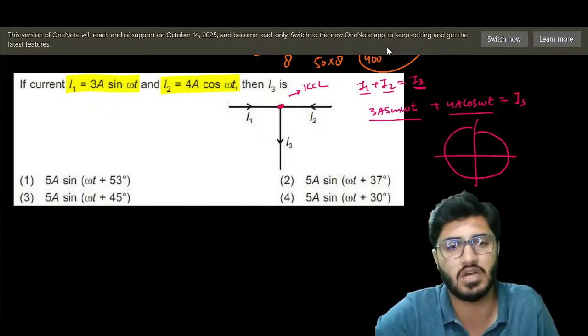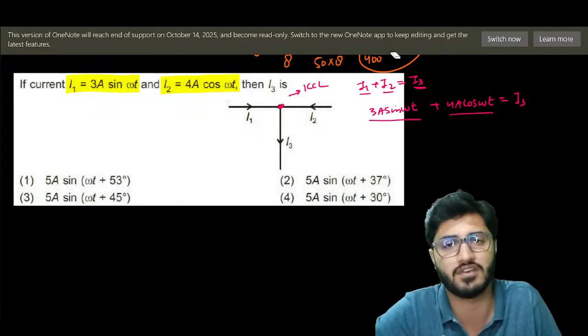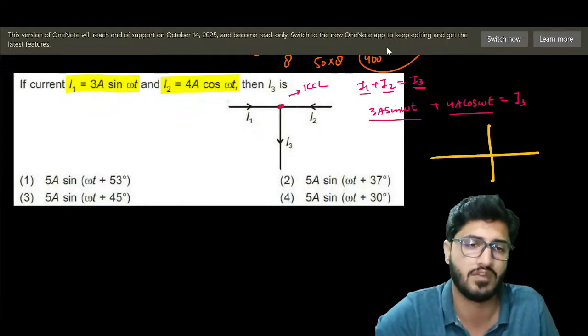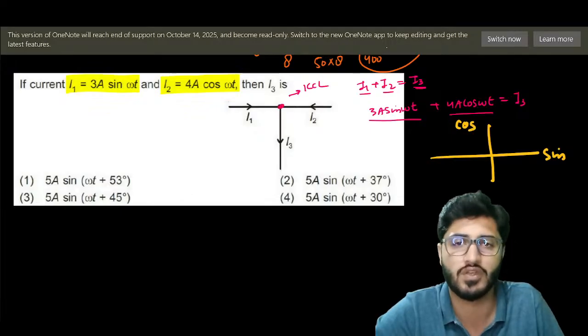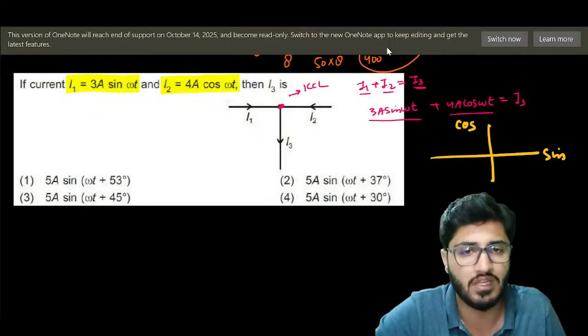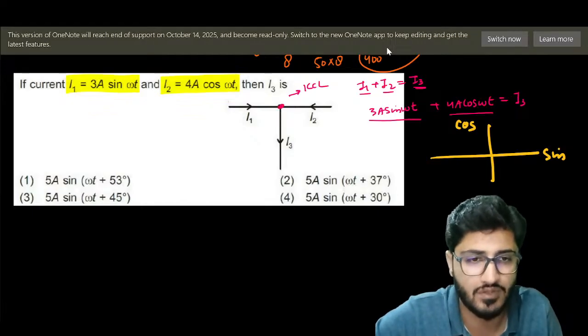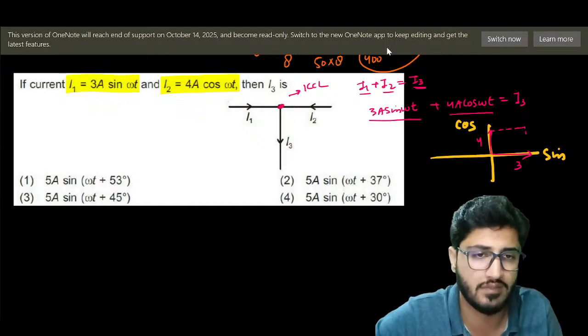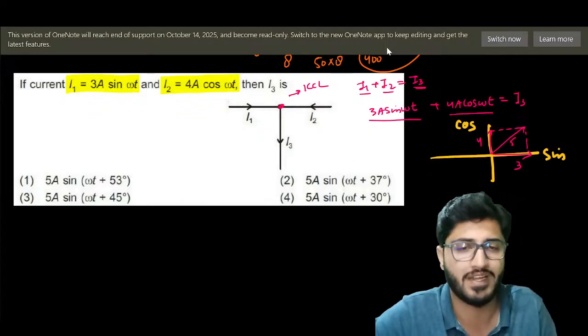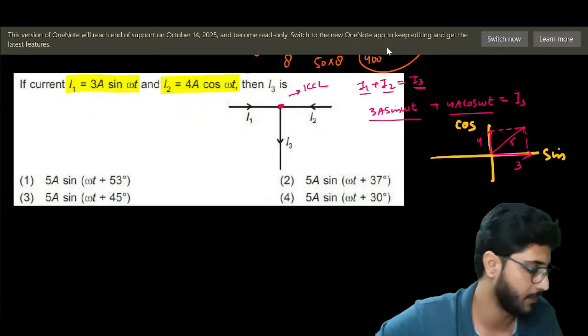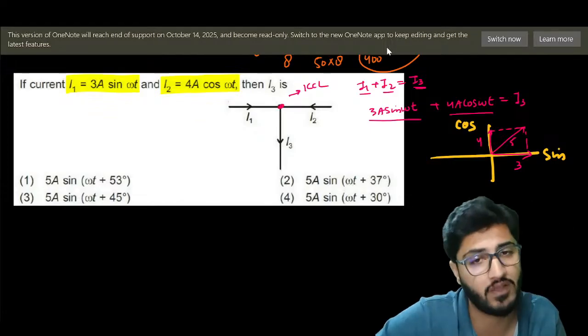So now if you want to add them like phasors, we know one thing: this is my sine, this is my cos. You can see now 3a is sine, so 3 is sine, and 4 is cos. Now add these two. This is my resultant. 3, 4, it will be 5. So my resultant came out to be 5 only.